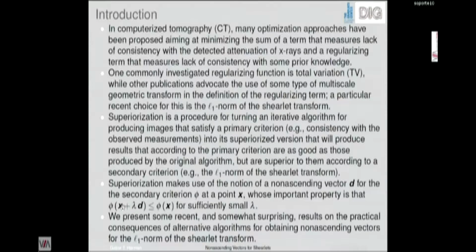non-ascending, rather than descending, not bigger than what it was at x for all sufficiently small lambda. And finding a non-ascending vector is at the heart of doing superiorization. And so I will present some recent and, to me, somewhat surprising results on the practical consequences of alternative algorithms for obtaining non-ascending vectors for the L1 norm of the Shearlet transform.